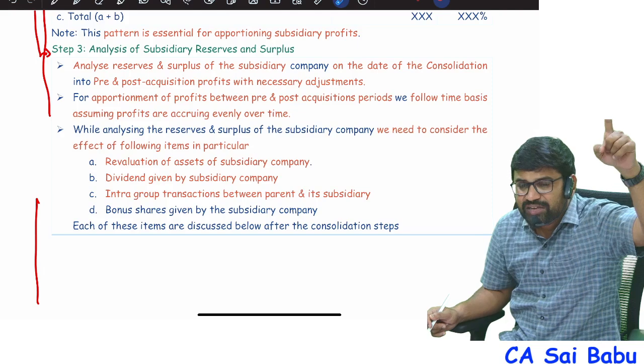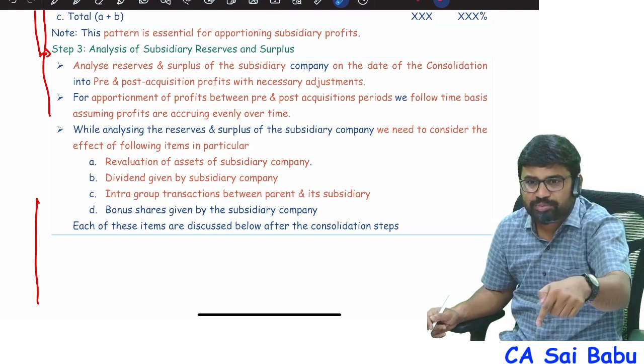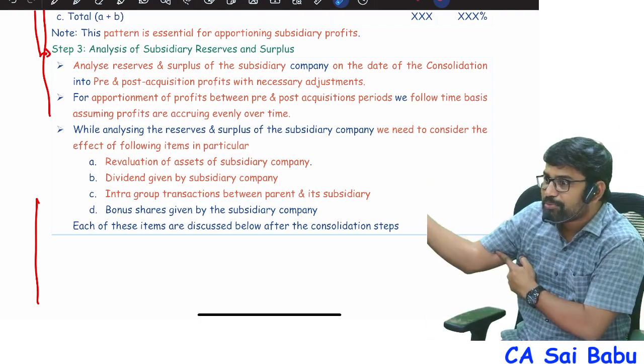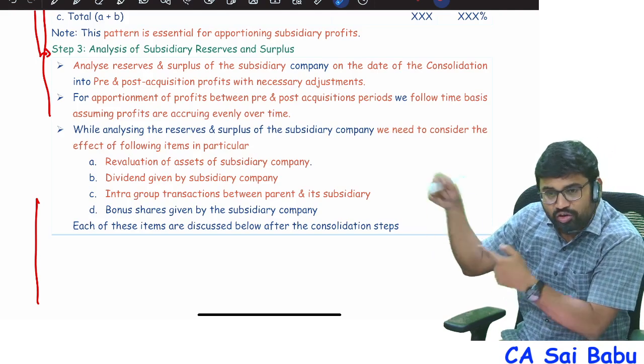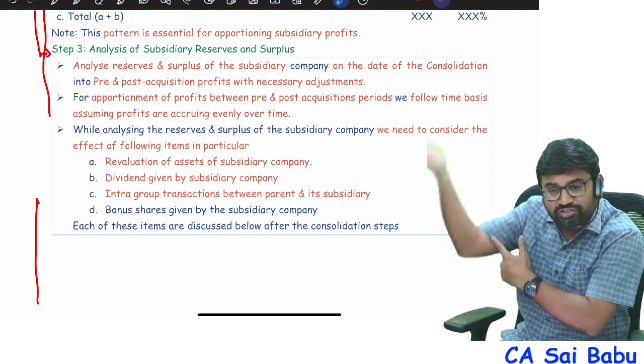If revaluation of assets happens, upward or downward, it's a pre-acquisition profit or loss. And if there's an upward revaluation, additional depreciation affects my post-acquisition profits. If it's a downward revaluation, excess depreciation will be written back, added back. Therefore, my post-acquisition profits will increase.